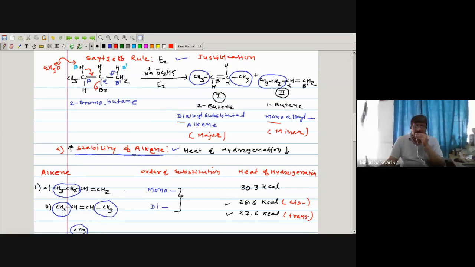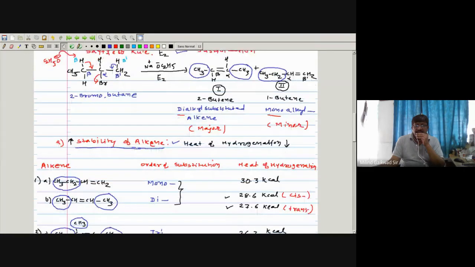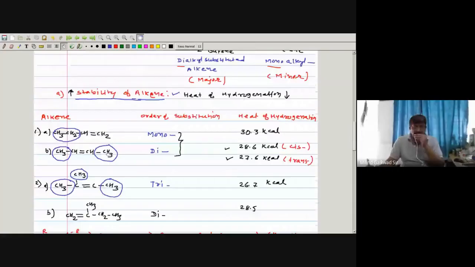The stability of alkene can be explained by using the heat of hydrogenation. Here, the lower the heat of hydrogenation, the more is the stability. We have taken a few examples of alkene: the first compound is monosubstituted, here is a disubstituted, and this is a trisubstituted. The monosubstituted alkene has a heat of hydrogenation which experimentally is found to be 30.3 kilocalorie per mole.